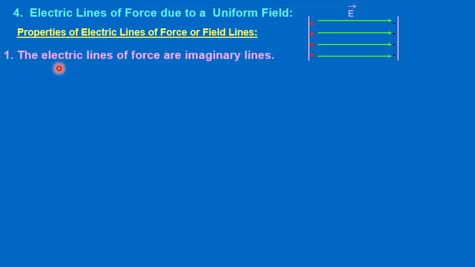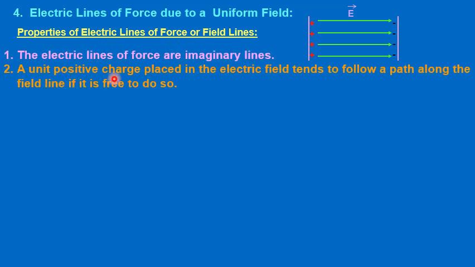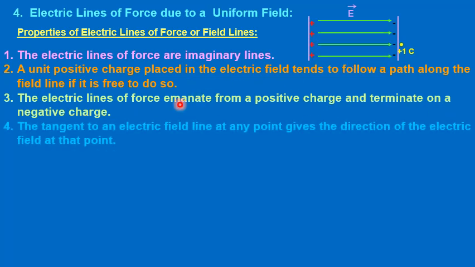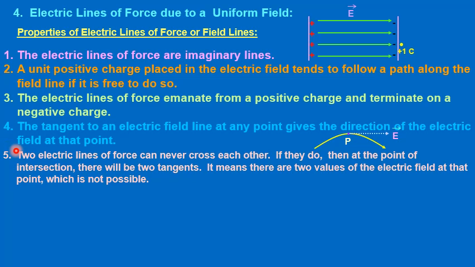Now, properties of electric lines of force or field lines. First one is the electric lines of force are imaginary lines. Second, a unit positive charge placed in the electric field tends to follow a path along the field line if it is free to do so. As we can see, this plus 1 coulomb charge flows from positive to negative. Third, electric lines of force emanate from a positive charge and terminate on a negative charge. Fourth, the tangent to an electric field line at any point gives the direction of electric field at that point. As we can see in this diagram, at point P we have to calculate electric field, so we draw a tangent. This will give the direction of electric field.